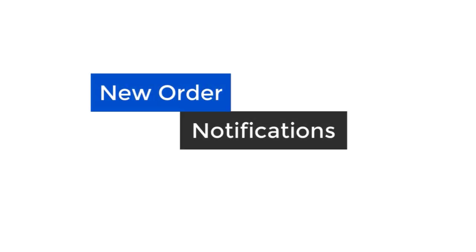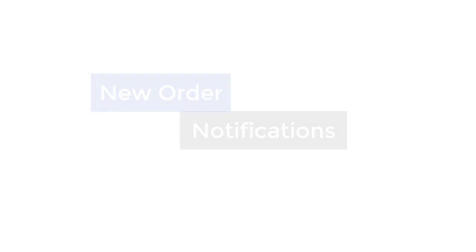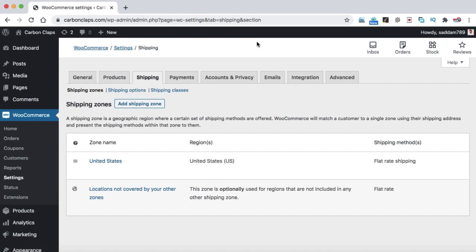Hey guys, in this lecture we are going to set up the email address on which you will receive the notification when someone places an order on your website. So under the WooCommerce and settings tab, here we have the options accounts and privacy and email. So firstly, let's go on to the accounts and privacy.